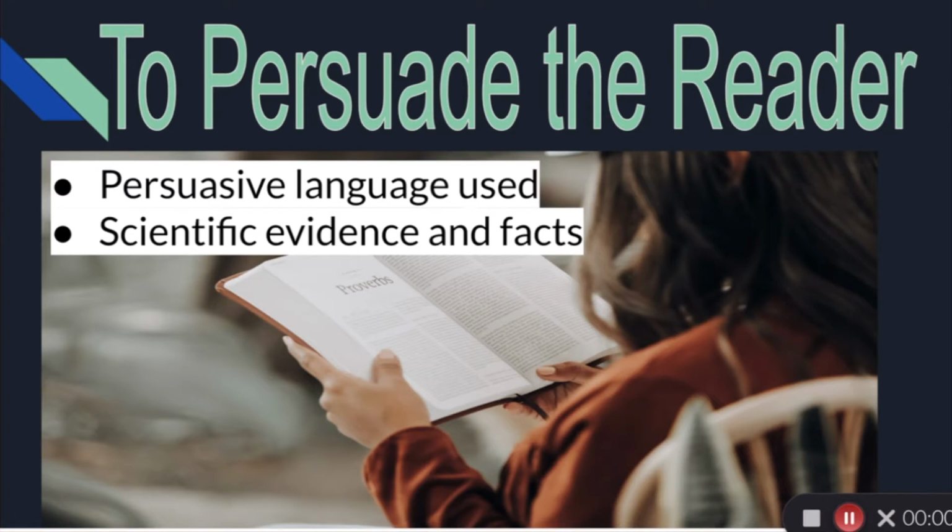The next one is to persuade the reader. When a writer wants to persuade the reader, you can see the language uses persuasive grammar with modals such as have to, must, should, need to, etc. They also use evidence to support their argument from research.